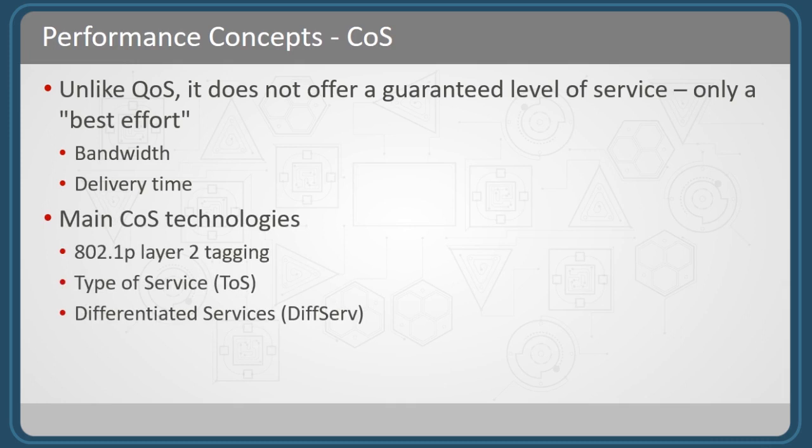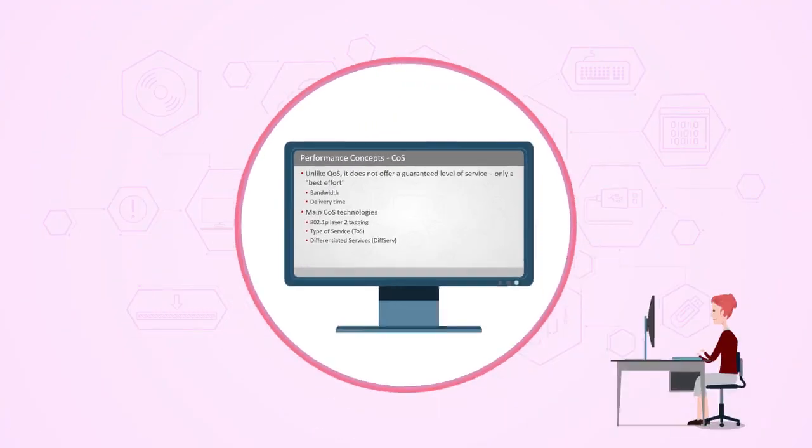So the main class of service technologies, in fact, include 802.1p, which is layer 2 tagging. We just talked about tagging. Type of service, just what kind of communication is it, like we just saw, email, voice, or video. And in fact, differentiated services, or DiffServ, is an approach that qualifies, if you will, as a class of service. So one way or another, these are all related to trying to maintain the best communication possible based on the type of communication, because quite simply, other types are more important than others, so they should get priority.